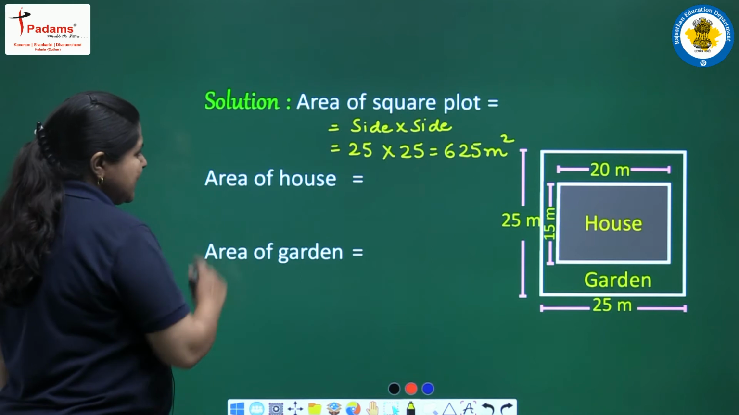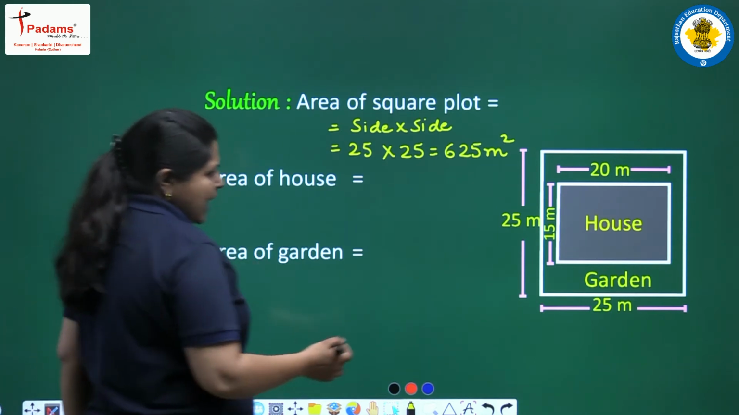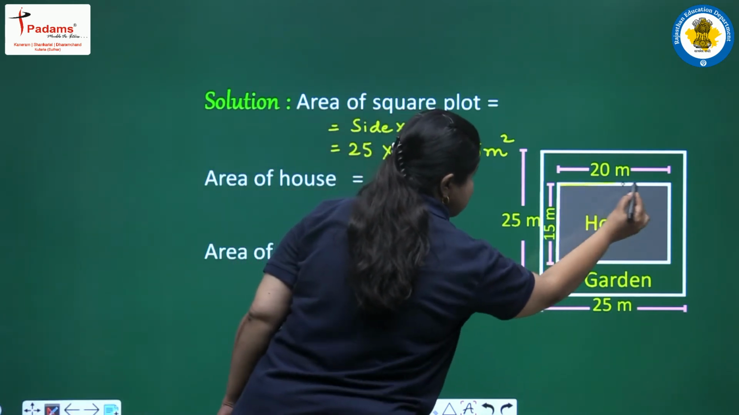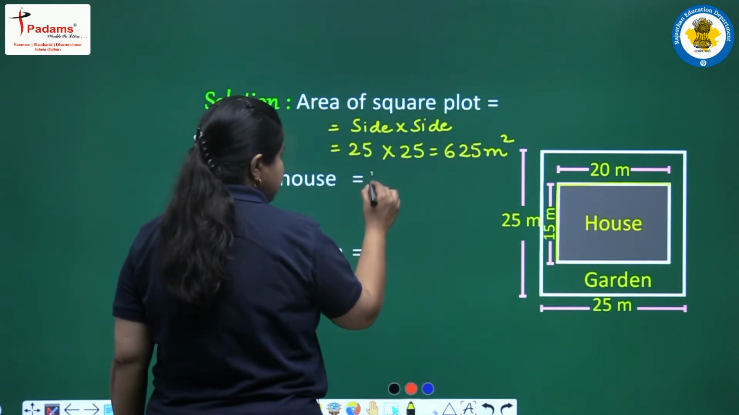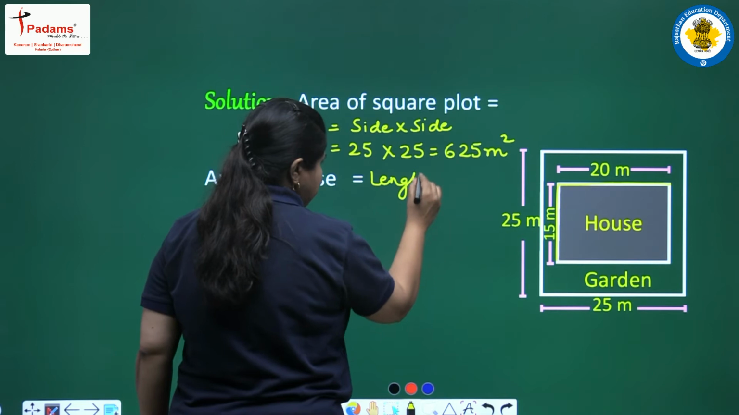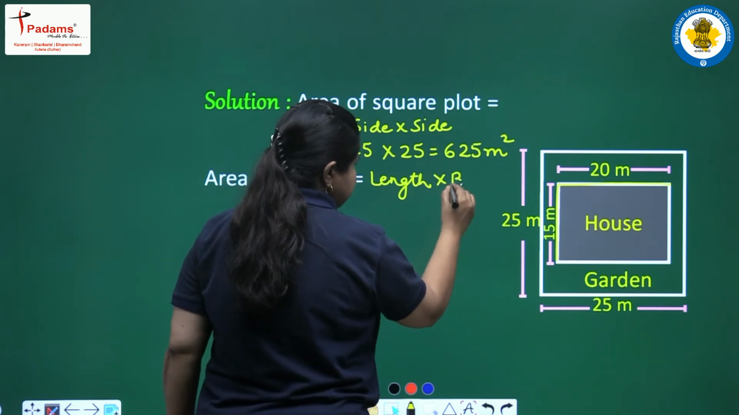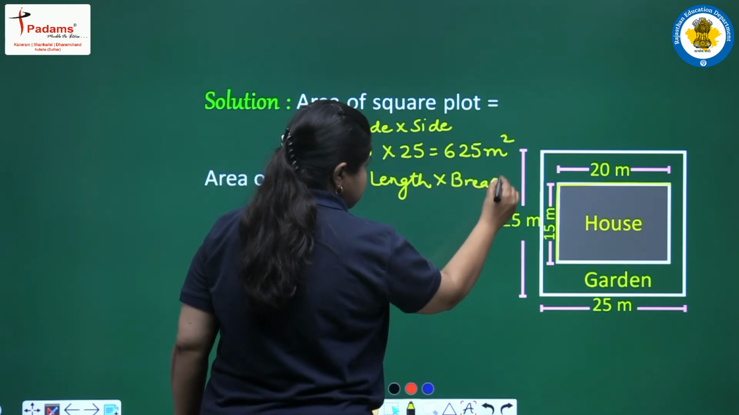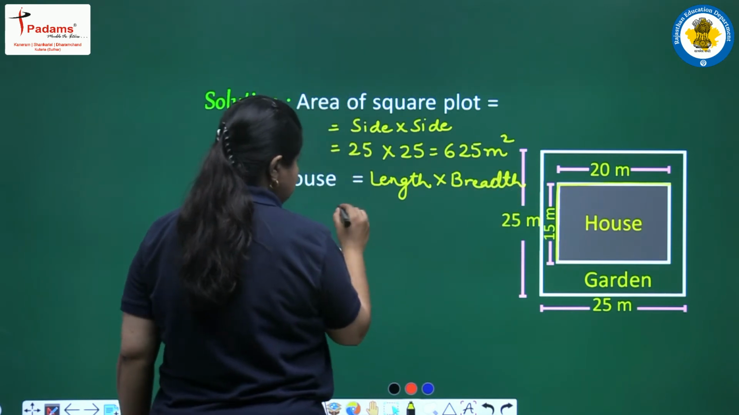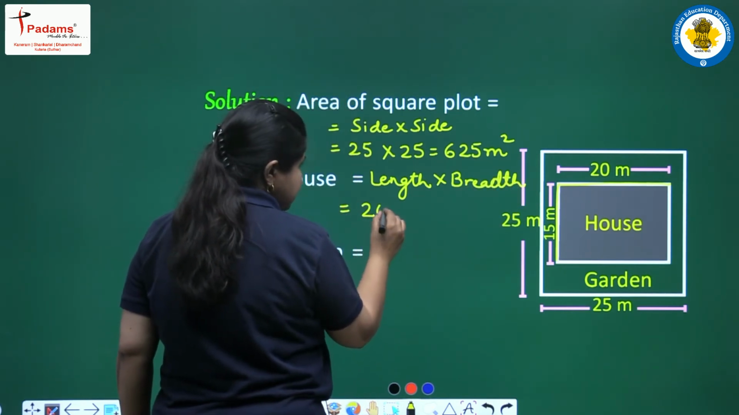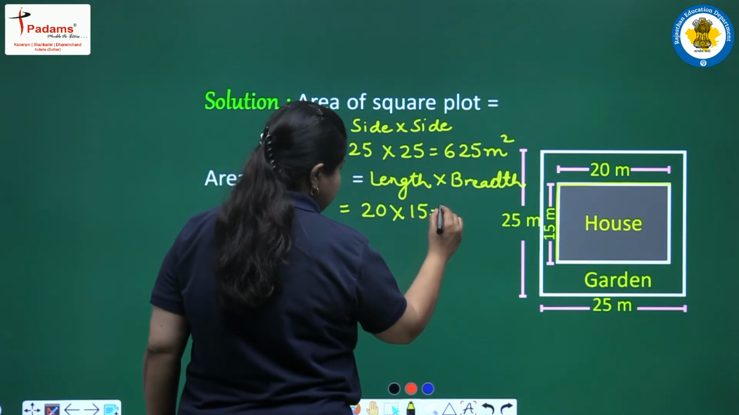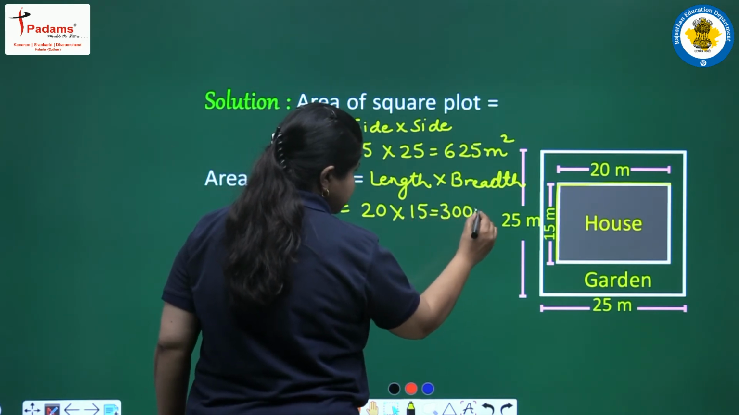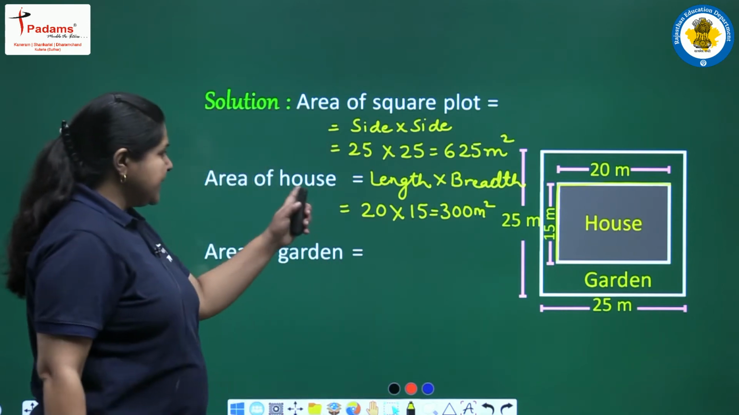Then we need to find the area of house. House की आप देख सकते हैं लेंथ है 20 meters और breadth है 15 meters. So area of house will be equal to length into its breadth, and it is given by here 20 meters and into 15 meters. This is equal to 300 meters square. This is the area of the house.